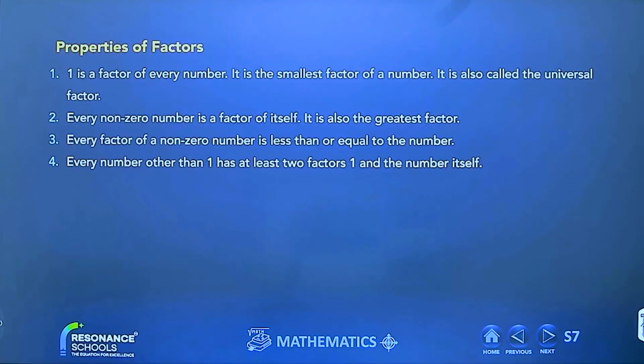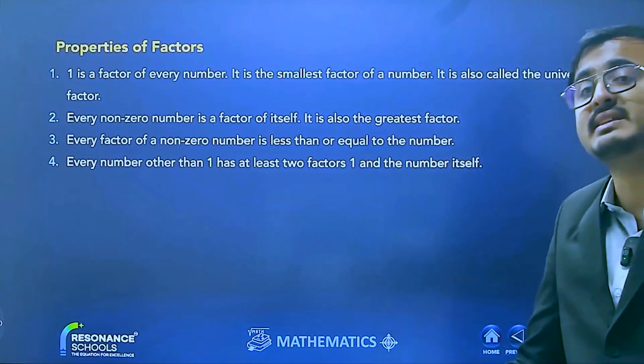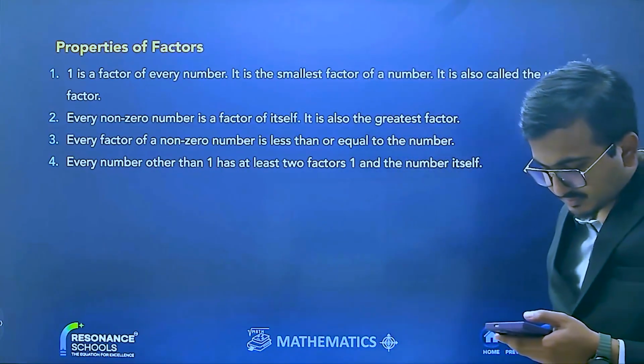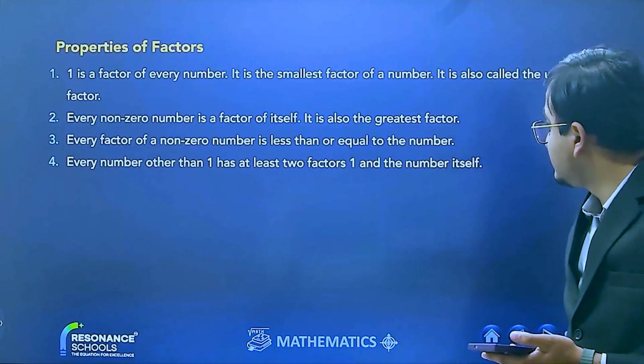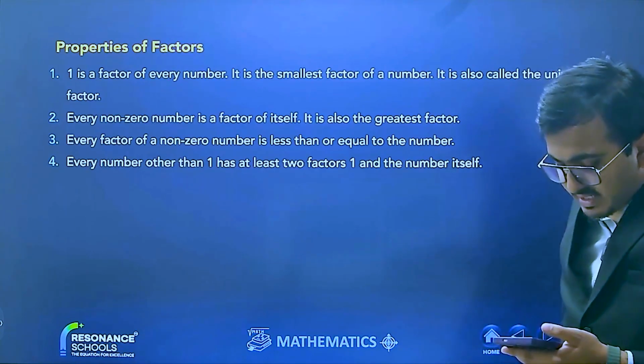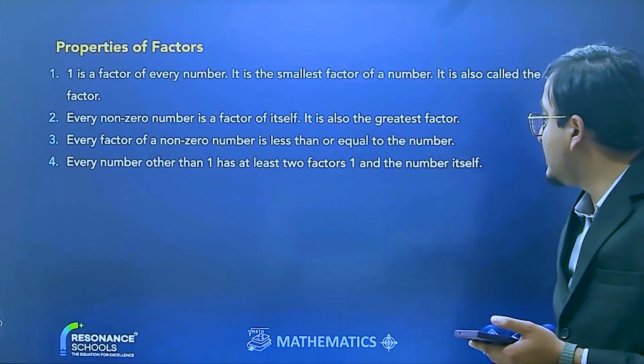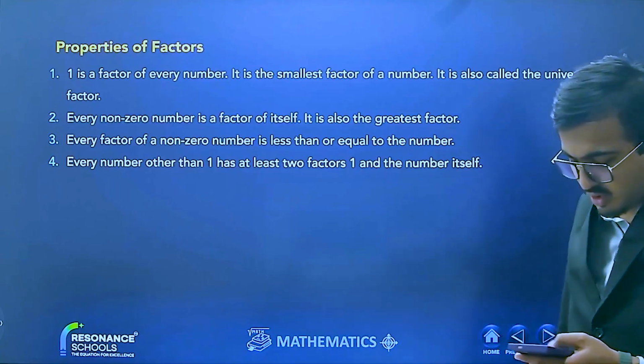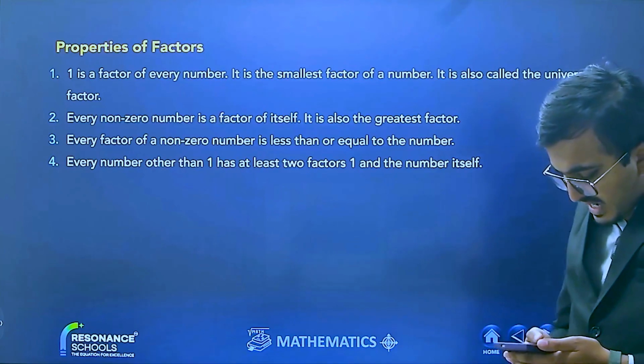Point number 1: 1 is a factor of every number. Second point: let us suppose we are taking 21. What are the factors of 21? 1, 3, 7 and 21. What is the highest? 21, so it is the number itself which is the highest factor. Third, a factor will be less than or equal to the number. And the fourth one: 1 is the only number which will have only 1 factor, whereas the rest of the numbers will all have 1 and the number itself.